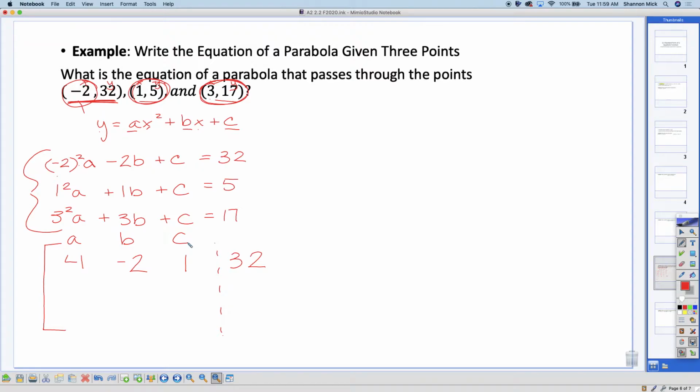Is that a 4? Negative 2 squared, Keelan, what is it? 4. Okay, so 1 squared is what? 1. Then 1, 1, 1 and 5. And 3 squared is 9, then 3, and then 1. How are you getting these numbers? Oh, but I thought 1 was in C.